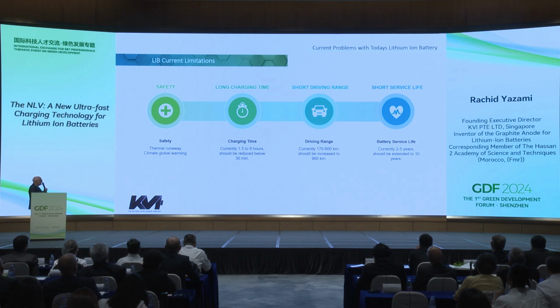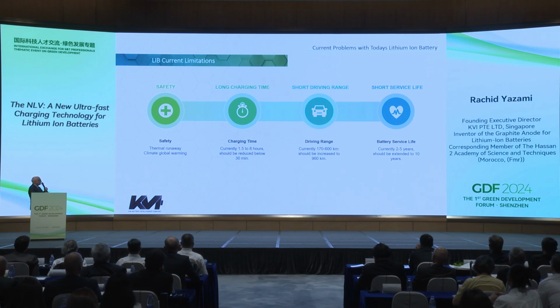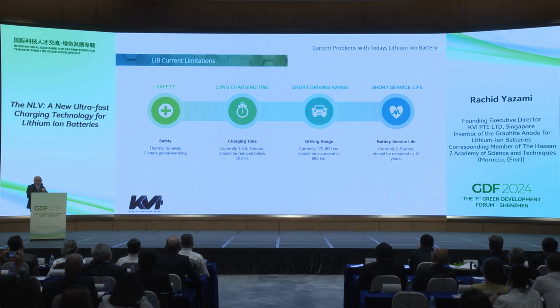We have to compete with the existing internal combustion cars that give you maybe between 500 to 900 kilometers of range for a full tank of gasoline. And also the life of the battery should be at least 10 years. This is what will make the transition from internal combustion cars to EV, electric vehicles, a success.